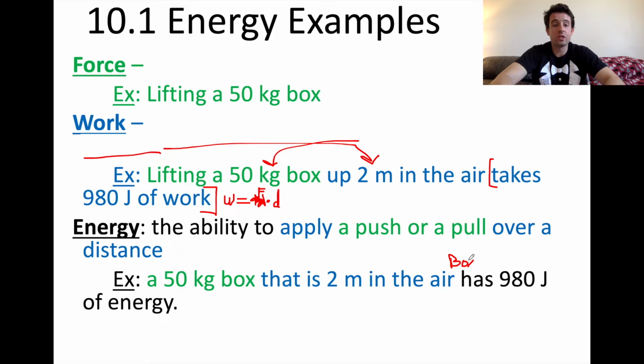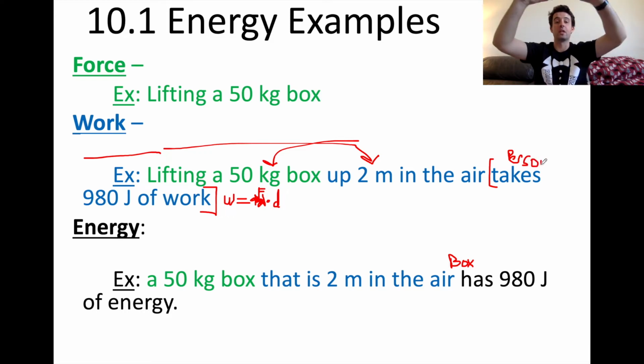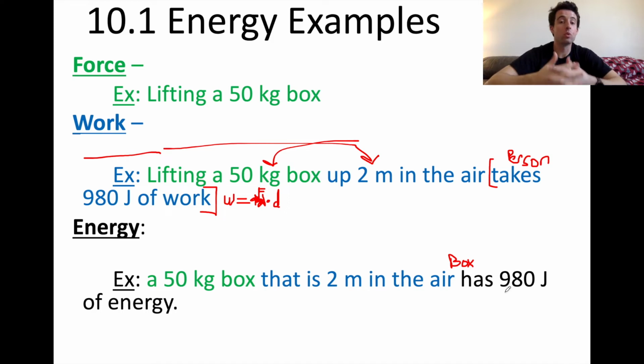So the difference here between work and energy is when you're lifting the box, you take 980 joules of work. The person lifting the box uses or does that work. Now, the fact that the box went from being on the ground to now up in the air, it now has something we will call potential energy. And so now the box has that 980 joules of work that's transferred to the box. So now this box has an extra 980 joules of what we call energy.